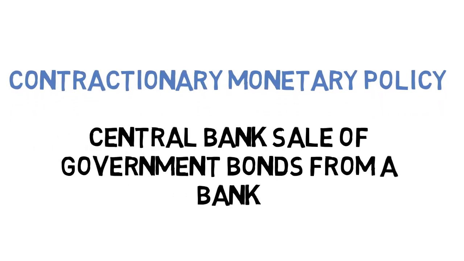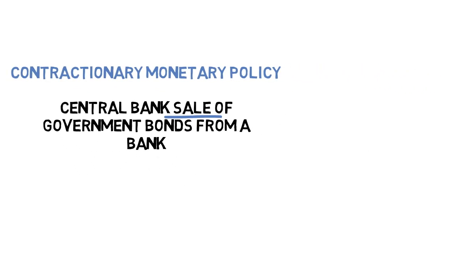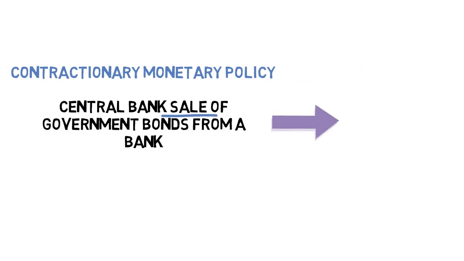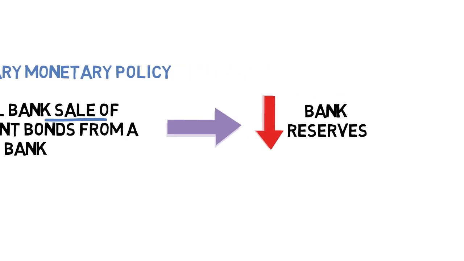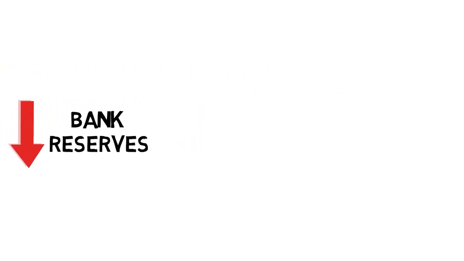Now, we can also look at the opposite policy, which is contractionary monetary policy. And in this case, what the central bank does is it sells government bonds into financial markets and institutions, in this case, a bank. So to contract the money supply, they sell government bonds. And in this case, if banks are buying them, well, what will happen is the banks will use their reserves, their liquidity, their cash to buy these bonds.